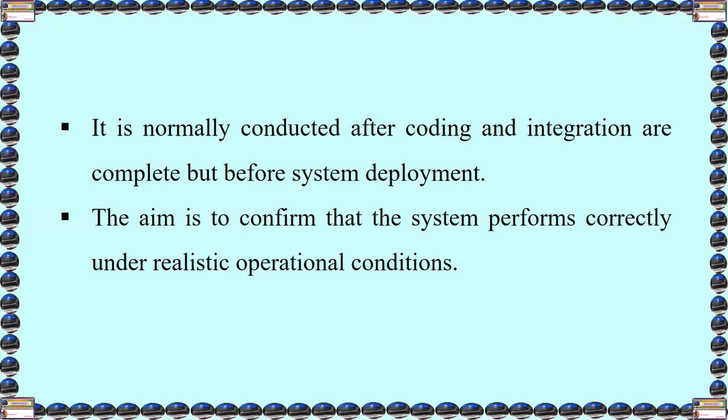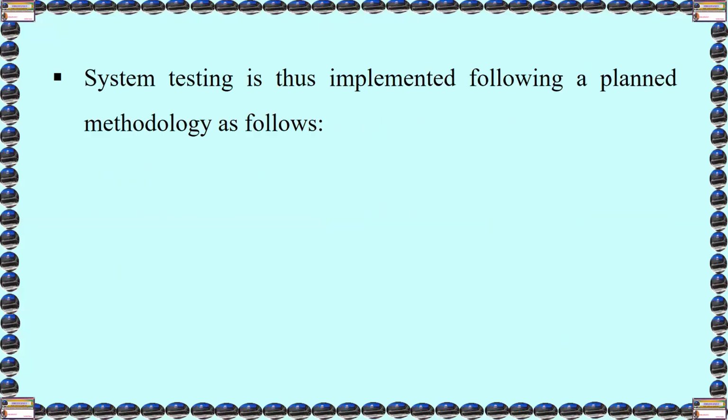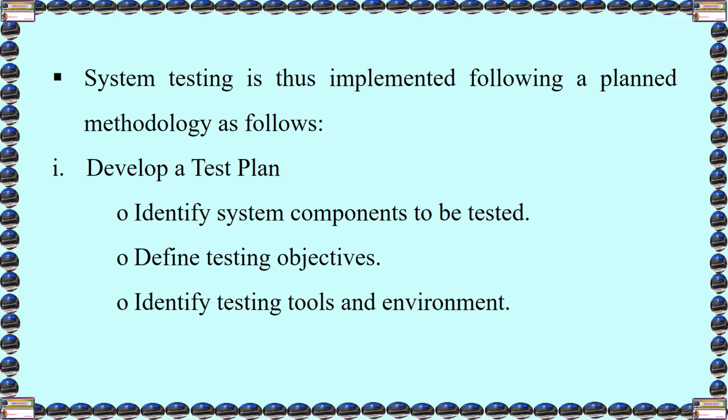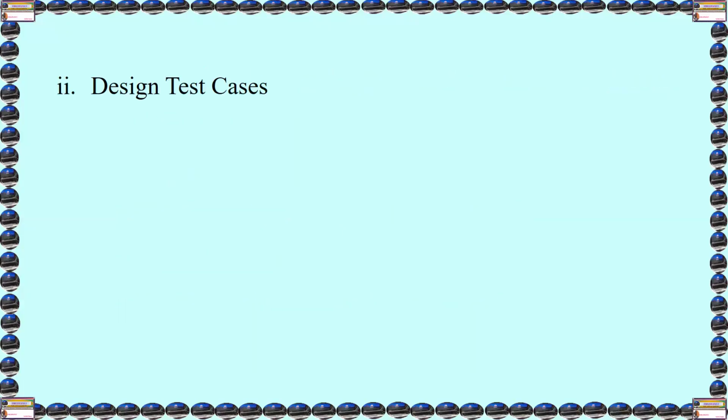The aim is to confirm that the system performs correctly under realistic operational conditions. System testing is therefore implemented following a planned methodology as follows. Number one is developing a testing plan in which you identify system components that are to be tested, and you also define the testing objectives. You also identify testing tools and environment.